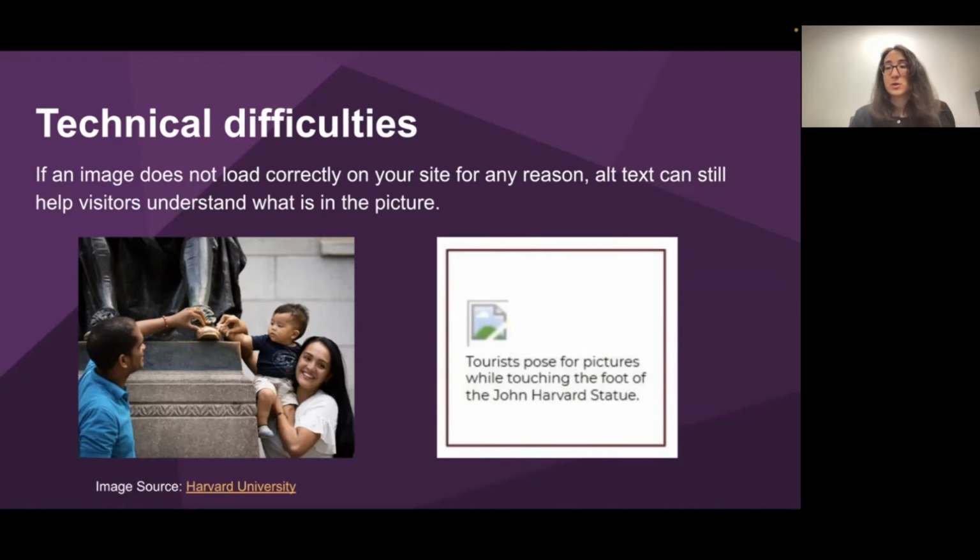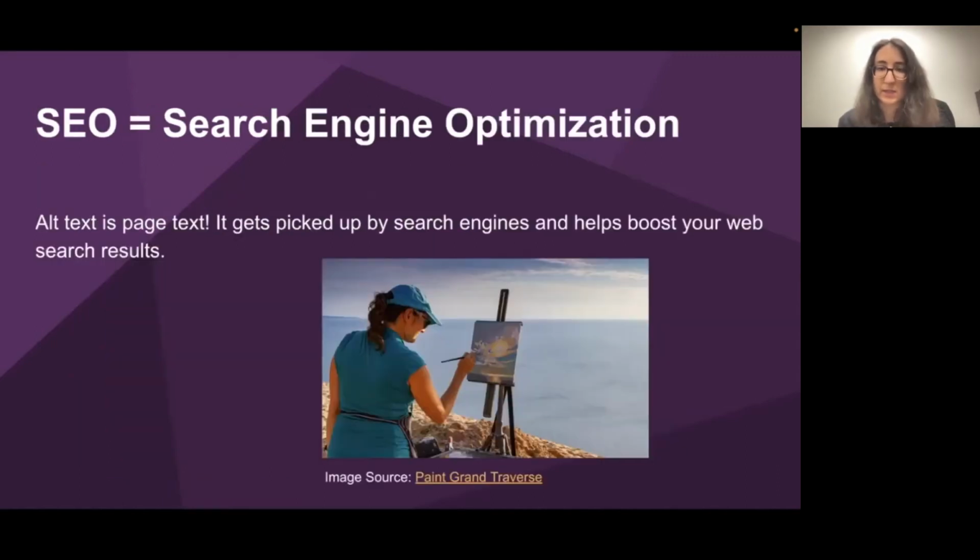Well, the alt text shows up in that space, and we can read: tourists pose for pictures while touching the foot of the John Harvard statue. So even if I'm having bad internet luck, I can still use the alt text to help me understand what's going on in this image. And by the way, we will also have a document available with the alt text and image descriptions of every picture in this presentation, so you can use it to help you understand what we're talking about. All right, we can go on to the next slide.